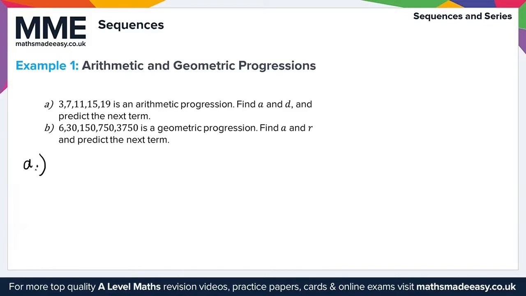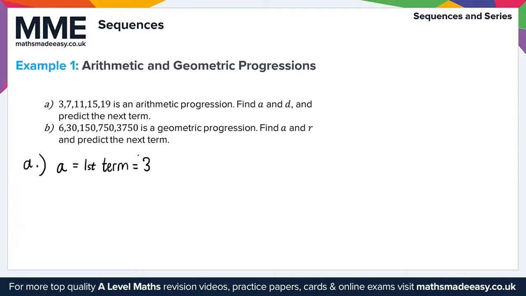For part A we have an arithmetic progression and we can see our first few terms here are 3, 7, 11, 15 and 19. And we want to find A and D. And then we also want to predict the next term. So to start with, let's find A and D. Well, A is really simple. In this case, A is just simply our first term. So A is the first term here. So in that case, A is simply 3.